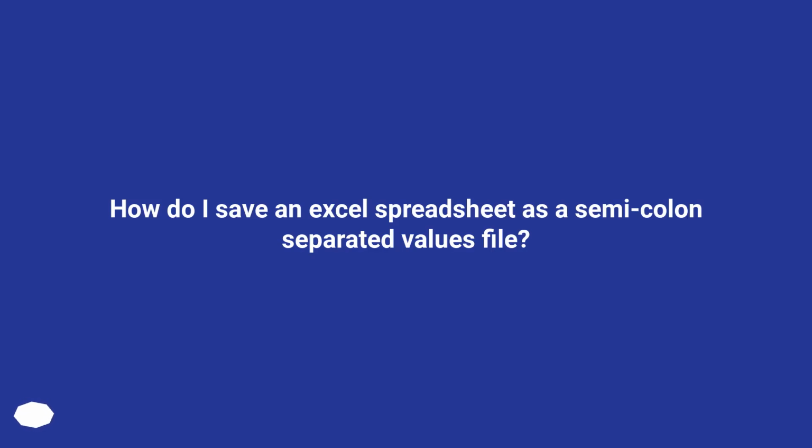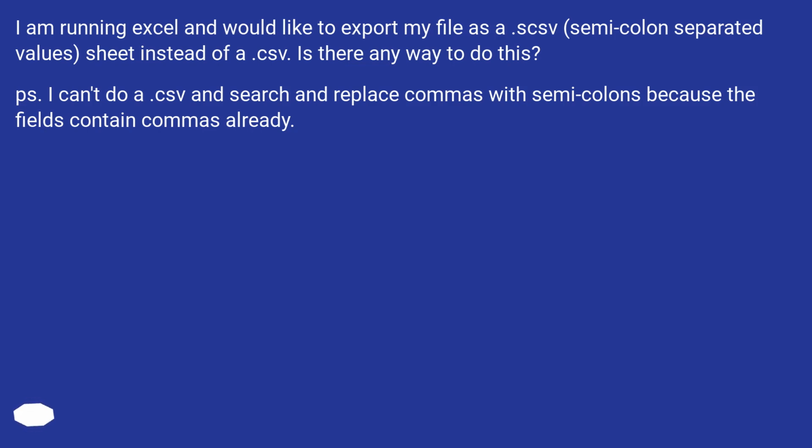How do I save an Excel spreadsheet as a semicolon-separated values file? I am running Excel and would like to export my file as an SESV, semicolon-separated values, sheet instead of a CSV. Is there any way to do this? PS. I can't do a CSV and search and replace commas with semicolons because the fields contain commas already.